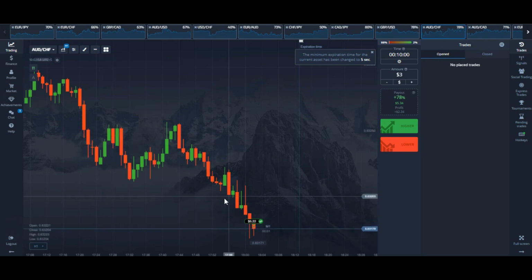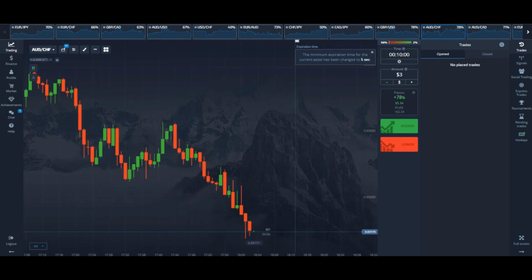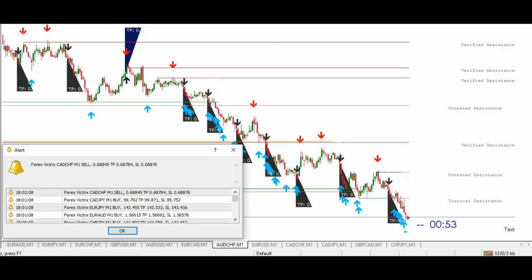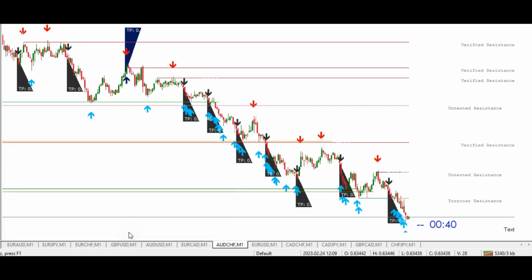Guys, there is a perfect signal by this MT4 indicator, and we took the trade here, and it goes down here, and we took our money. So let's find another signal.